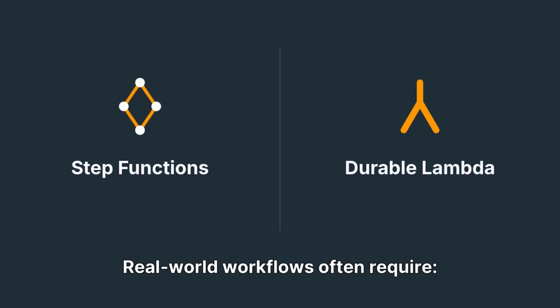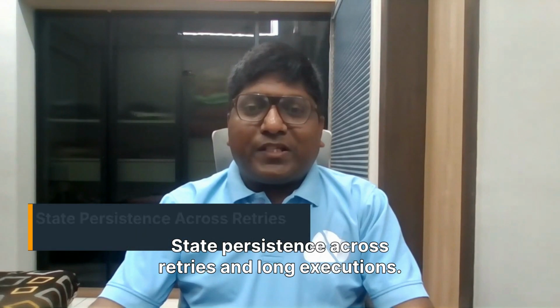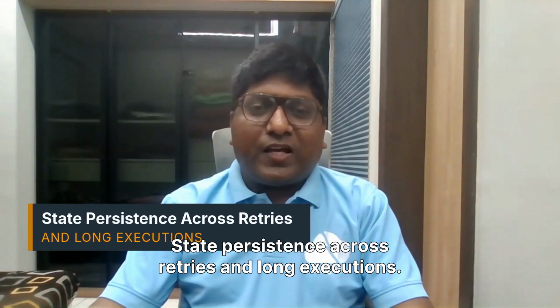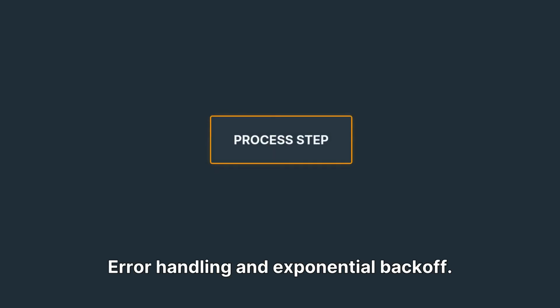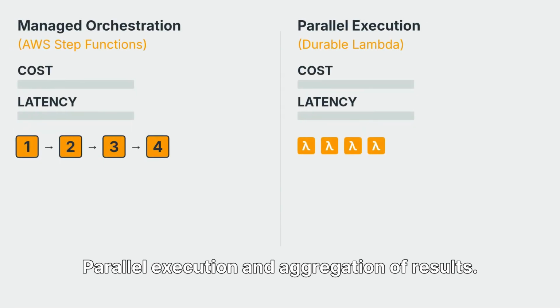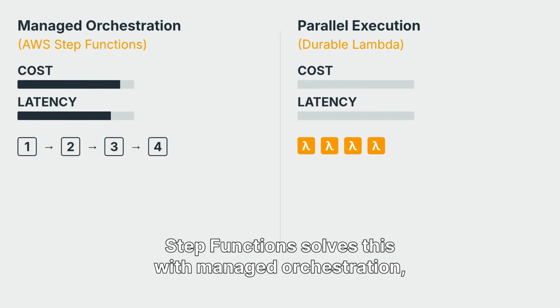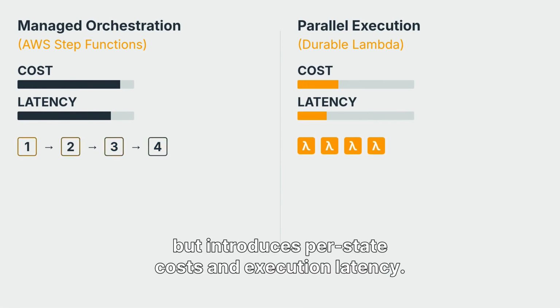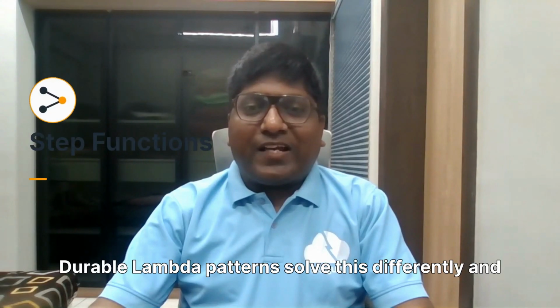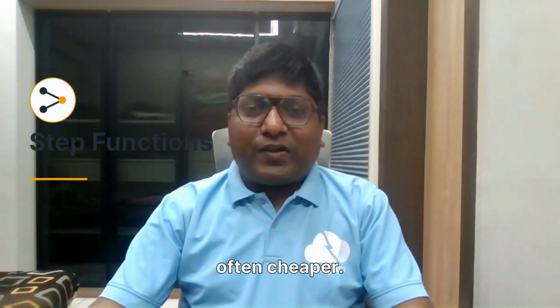Real-world workflows often require state persistence across retries and long executions, error handling and exponential backoff, parallel execution, and aggregation of results. Step Functions solves this with managed orchestration but introduces per-state costs and execution latency. Durable Lambda patterns solve this differently and often cheaper.